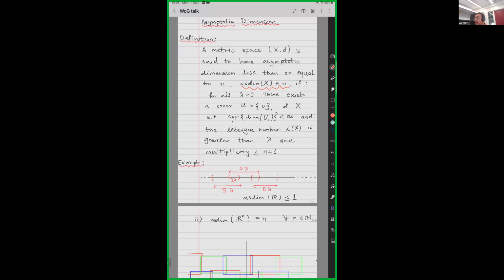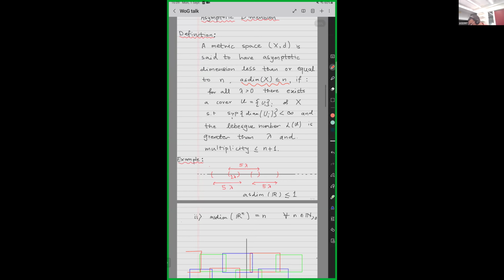So if this happens for every lambda, then you say that the asymptotic dimension of your space is less than or equal to n. And if this statement, asymptotic dimension less than or equal to n, is true for n, but it's not true for n minus 1, then you say that the asymptotic dimension of your space is exactly n, right?